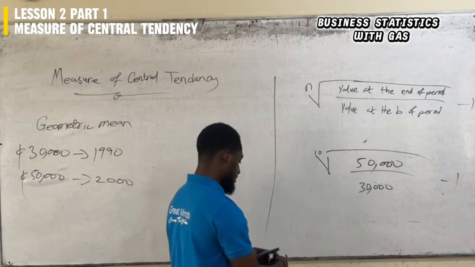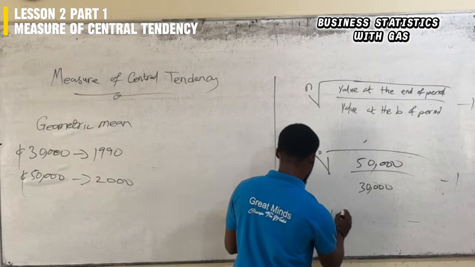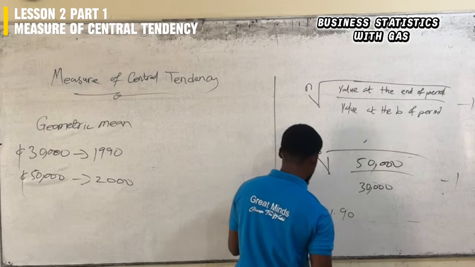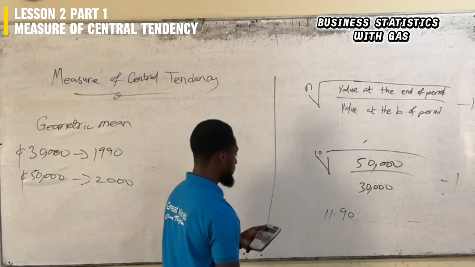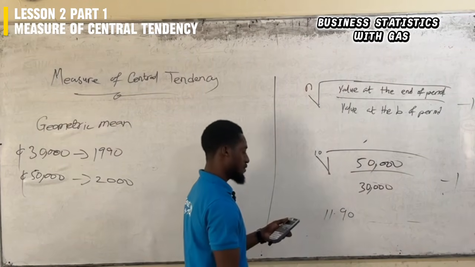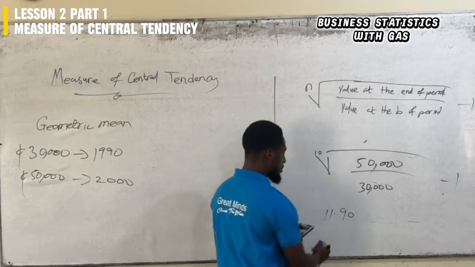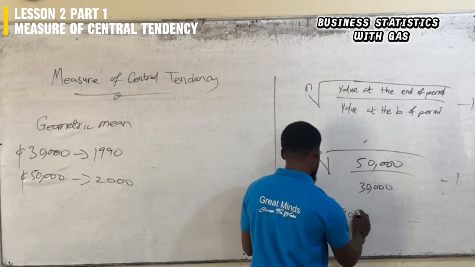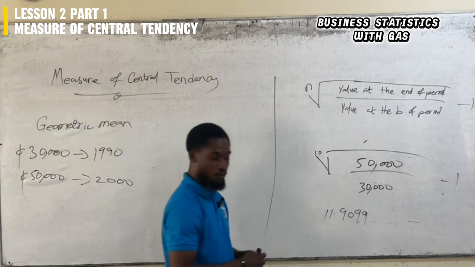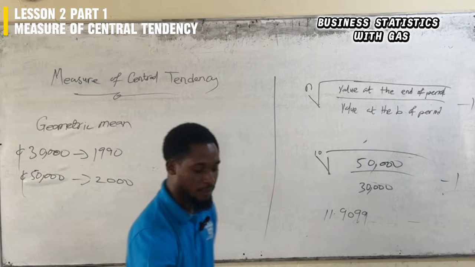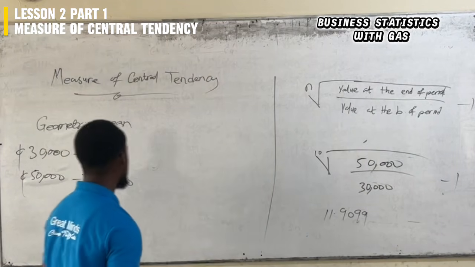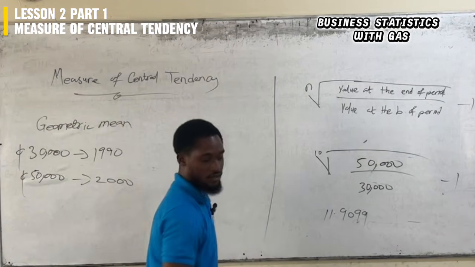So when you do this, you are getting 11.90. If you want, you can leave it in 4 decimals, so it can be 11.9099. So this is the application we are talking about under the geometric mean.